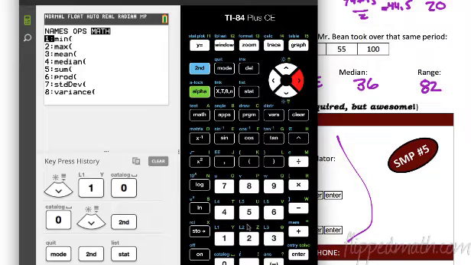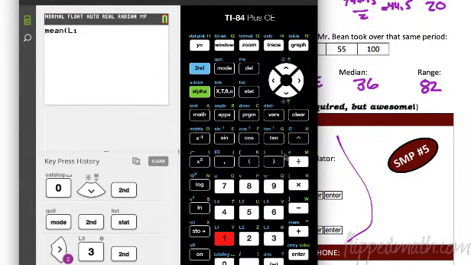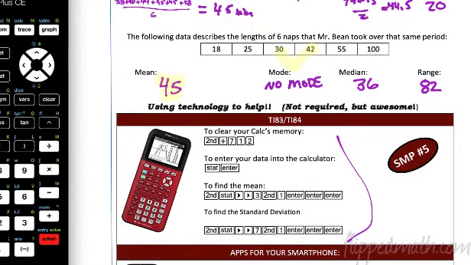So the mean is choice 3. Find the mean of what? Well, I put all my numbers in list 1, so hit second, go down to L1. Okay, you can close the parenthesis if you want, don't need to. Hit enter, and you get 45. And so that's how I got the 45 there.